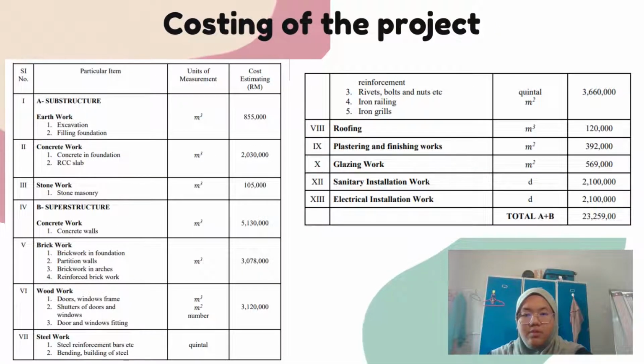For costing of this project, as you can see, there's a list in the slide for everything that we calculate for substructure and superstructure. We estimate the cost for both superstructure and substructure are 23 million ringgit. We calculate the cost using the labor cost per unit of measurement.